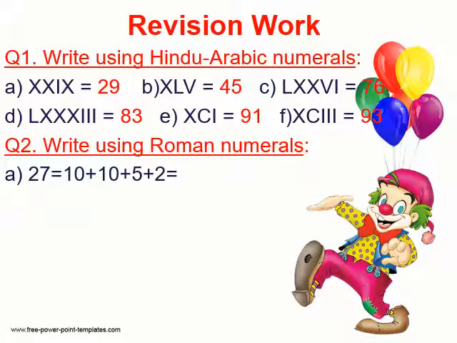Now children, what is the value of 27? How are you going to write it? If you want to write it into Roman numeral, first what you will do, 20 means 10 plus 10 and 7 means 5 plus 2. So 10 plus 10, the value of 10 is X, the value of 5 is V and the value of 2 is II. So how are we going to write this Hindu-Arabic numeral into Roman numeral? Let us see. It is equal to XXVII.